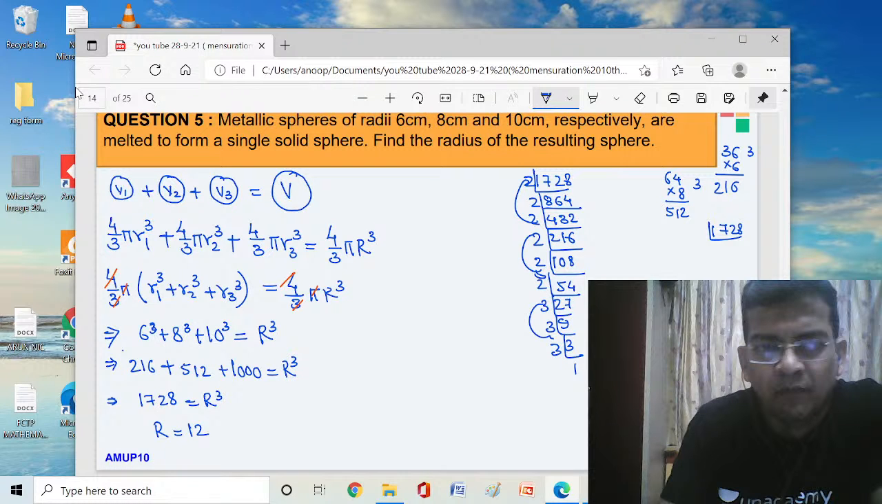Just see, the three spheres were melted, so we have added the volume of these three spheres, that will be equal to volume of the new sphere. Then we have applied the formula for the volume, and then on the left side, taking 4 by 3 pi common, we have reduced it with 4 by 3 pi on the right side.